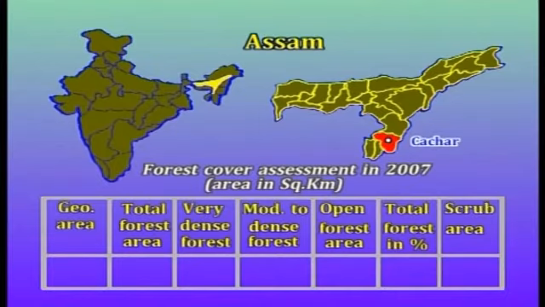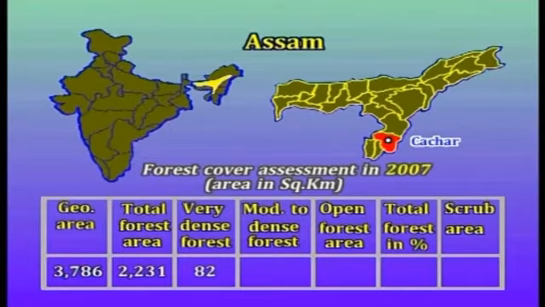District Cachar. The geographical area of Cachar district of Assam is 3,786 square kilometers in 2007. The total forest cover is 2,231 square kilometers, out of which the very dense forest cover is 82 square kilometers. The moderate to dense forest cover is 976 square kilometers. The open forest cover is found to be 1,173 square kilometers. Altogether, these forests cover about 58.93% of the geographical area of the district. The scrub cover is also found to be 16 square kilometers.